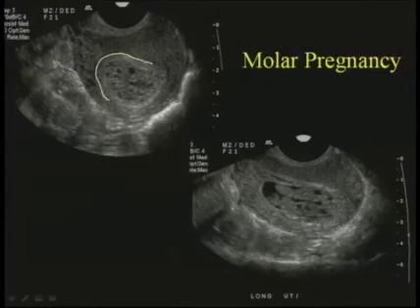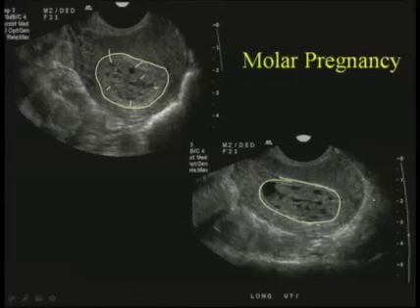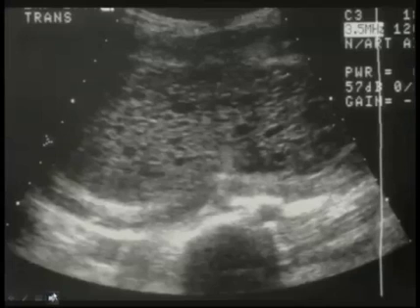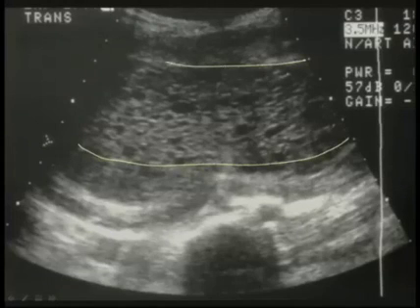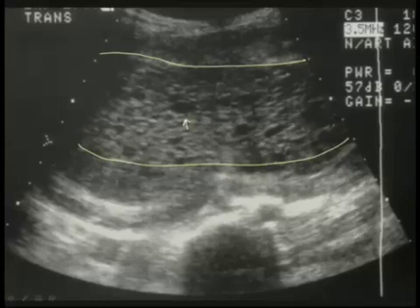Here it is. You can see an expansile mass within the uterus with multiple cystic spaces shown here, here, within it. And here's another example of the same pregnancy, expansile uterine mass here with multiple cystic spaces. This is even a more florid example. Here is the very large uterine mass occupying the entire uterus with multiple cystic spaces shown here and here and here, and multiple cystic spaces throughout.